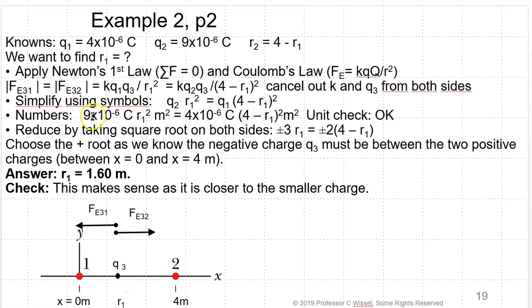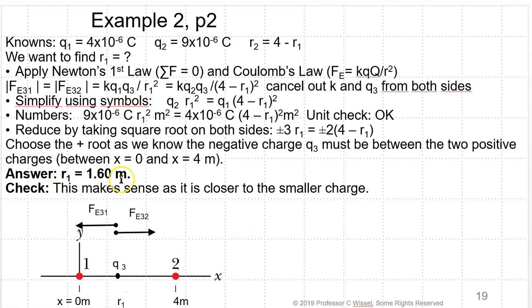Now, we reduce this. We notice that these are all terms of squares. We can reduce this by taking the square root of both sides, and we take into account both roots. Plus or minus 3 R1 equals plus or minus 2 times the quantity 4 minus R1. And in this case, the negative root makes no sense because it'd be over here somewhere. So now we know that the negative charge must be between these two positive charges, somewhere between x equals 0 and x equals 4. We're going to expect it to be closer to the smaller charge. And it turns out it is.